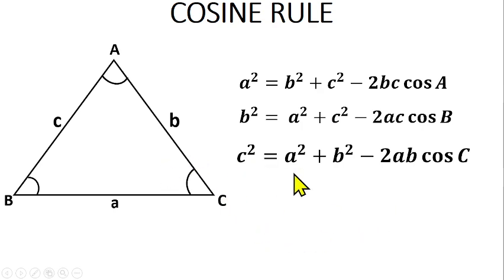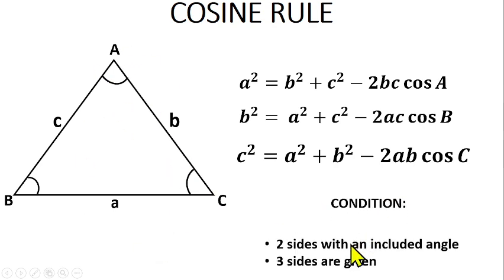So if that is taken care of, what condition must be satisfied before I can use the cosine rule? Before I can use the cosine rule, I must be given two sides with an included angle. I can be given side b and side c with an included angle, that is, the angle between this side and this side. So when I'm given this side and this side with an included angle, I can use what? The cosine rule.